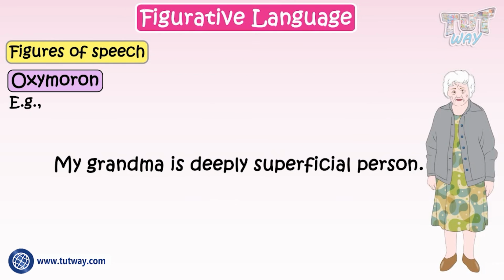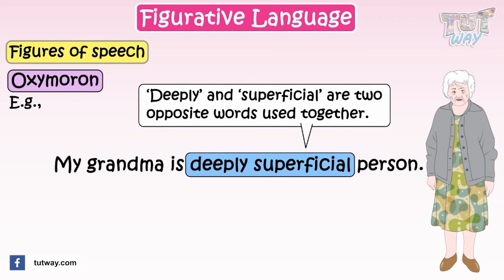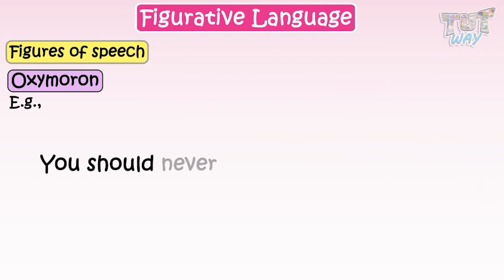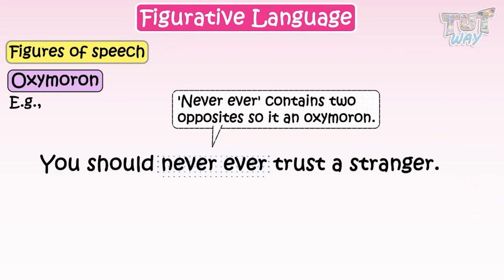My grandma is deeply superficial person. Here, you can see deeply and superficial are two opposite words used together, so it's an oxymoron. You should never ever trust a stranger. Here, never ever, containing two opposites, so it's an oxymoron.